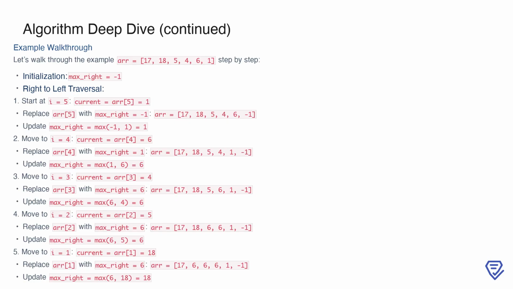The third to last element, 4, is replaced with max_right, 6, and max_right remains 6. Similarly, the element 5 is replaced with 6, and max_right stays at 6. When we reach the second element, 18 is replaced with 6, and max_right becomes 18. This step-by-step traversal ensures that each element is transformed correctly.